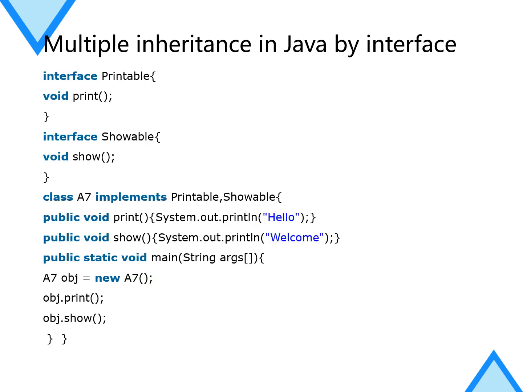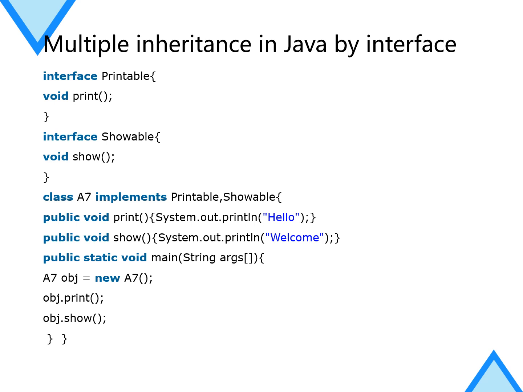Now let's see some example implementation of the previous diagram. So we have one interface printable, and we have one method, just the definition of the method print. We have another interface showable, and we have one method show, just the definition in the interface, and we have class A7 which implements both of the interfaces, printable and showable. In the implementation of the print method we are going to show the message hello, while in the implementation of the show method which belongs to the showable interface we are going to print the message welcome.